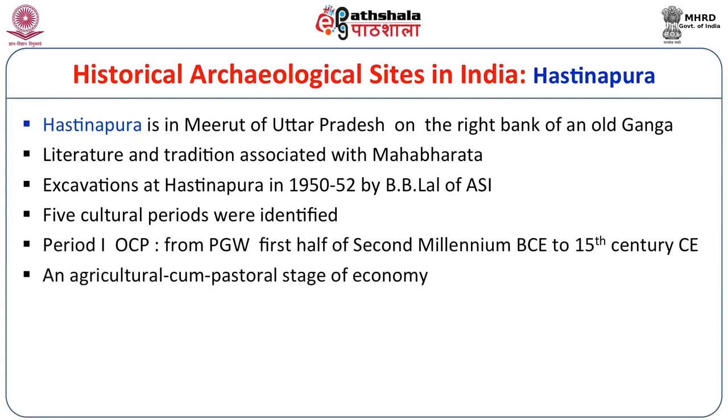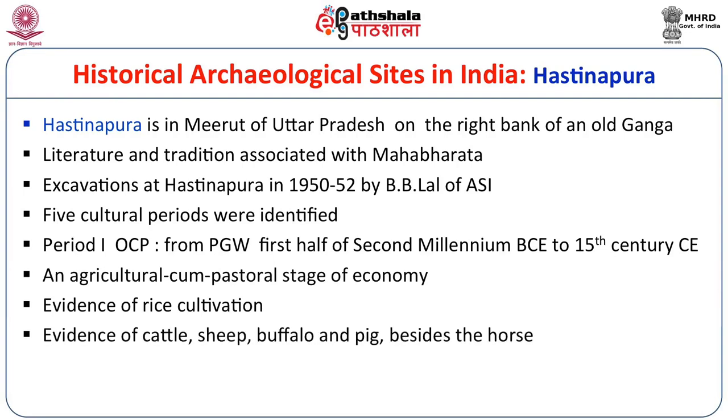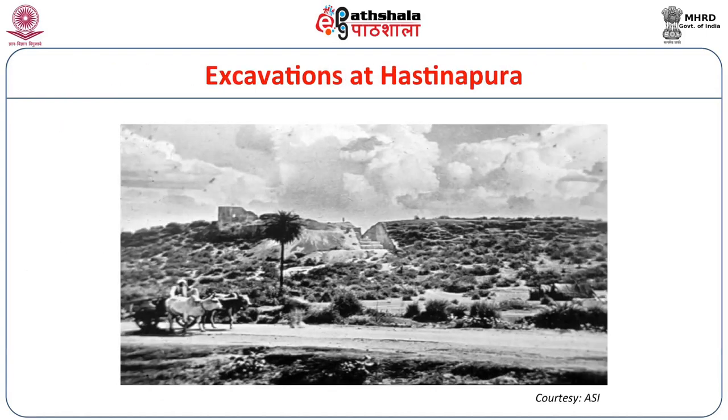The early period economy was basically agricultural and pastoral in nature. We have also found evidence of rice cultivation at this site. Again, evidence of various animals, cattle, sheep, buffalo, pig, besides horse, has been found at this site. From the excavation, they have also documented evidence for flood. This is one important historical site of India. This particular image shows the mound at Hastinapura and earlier excavations.